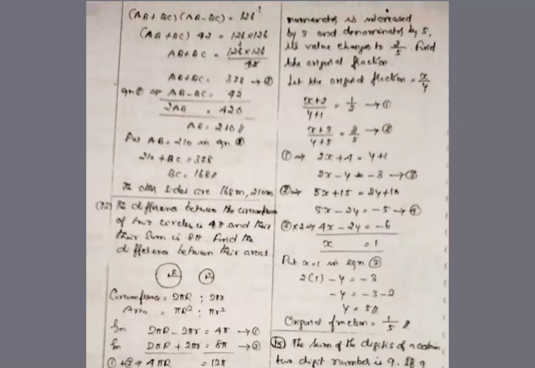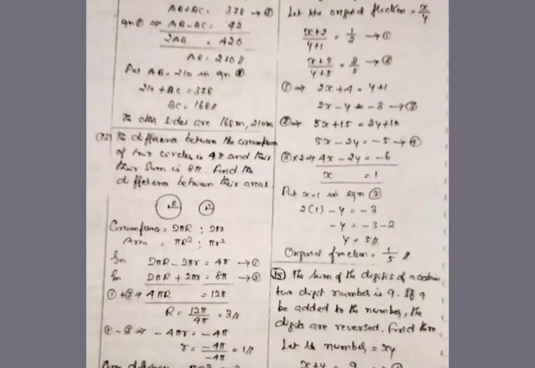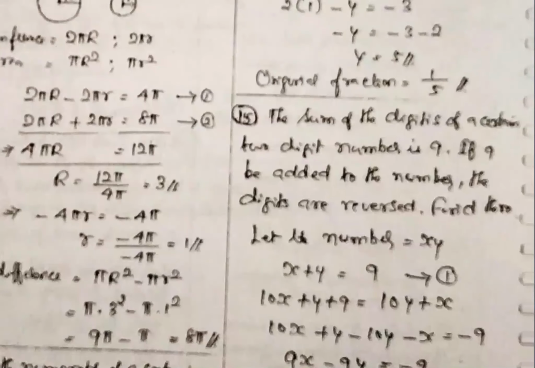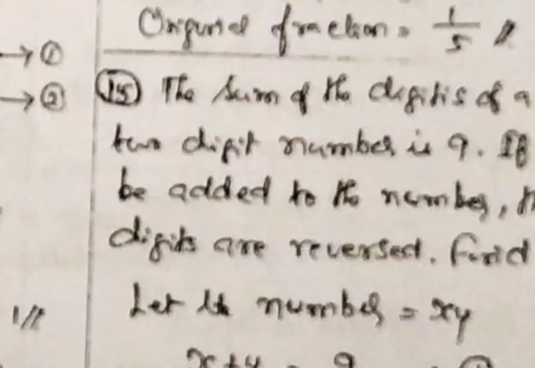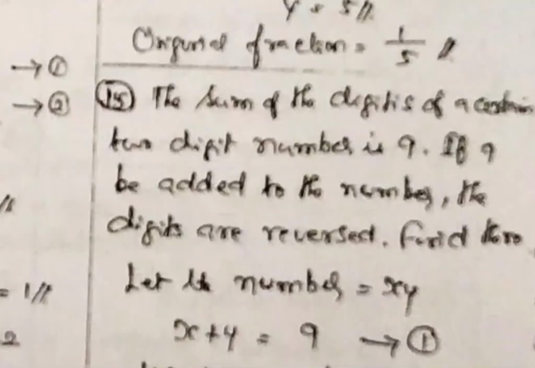So problem number 13, 14 are not so important. Problem number 15. The sum of the digits of a certain two-digit number is 9. If 9 be added to the number, the digits are getting reversed. Find the number. They are telling you to find one two-digit number.